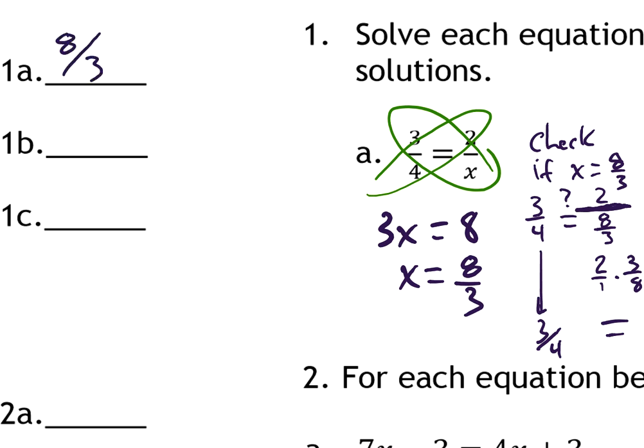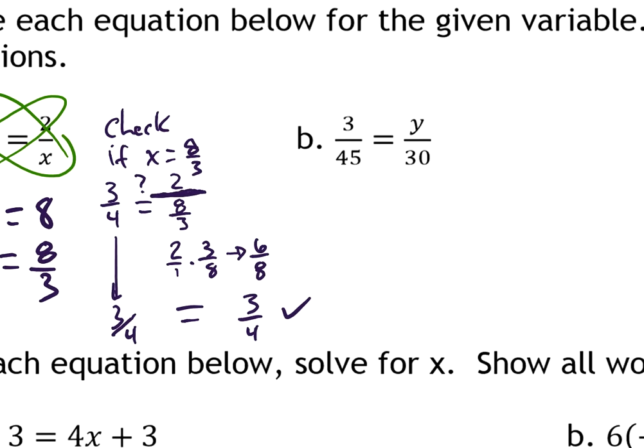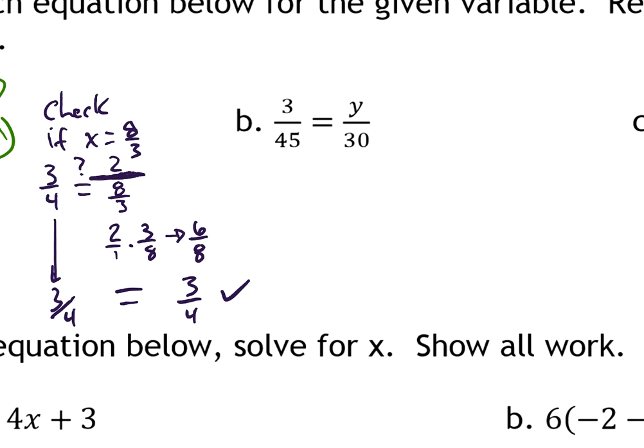You can write that as a mixed number if you want, or a decimal. I prefer improper fractions. I think they're easier to look at and deal with. Okay, in B, I'm going to use the same technique. I'm going to go ahead and look at my cross products. So this diagonal should be equal to this diagonal.